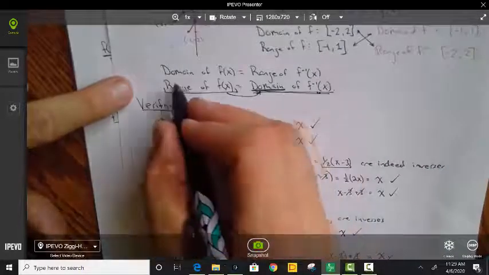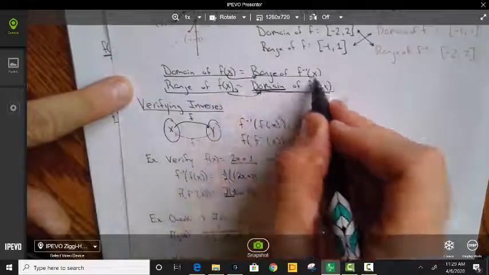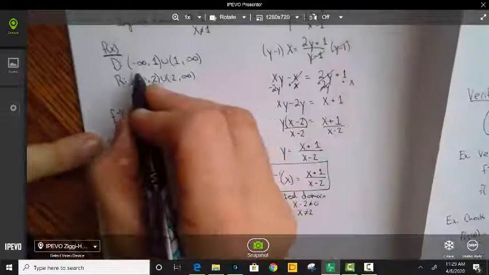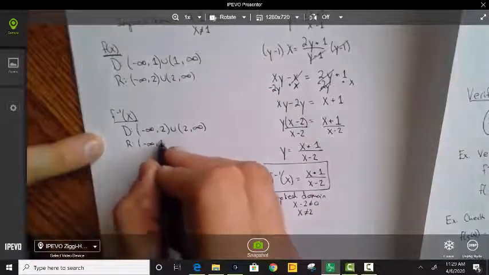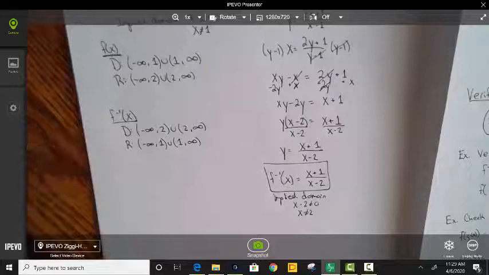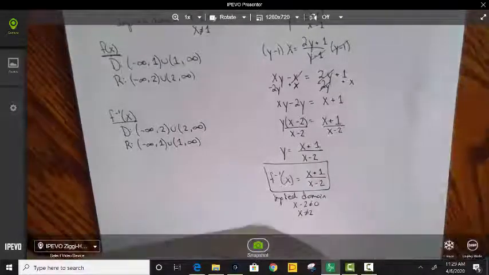And then same here. The domain of the original function tells us the range of the inverse function. So we already knew the domain of the original function was negative infinity to 1 and 1 to infinity. Therefore, the range of the inverse function has to also be that exact set.